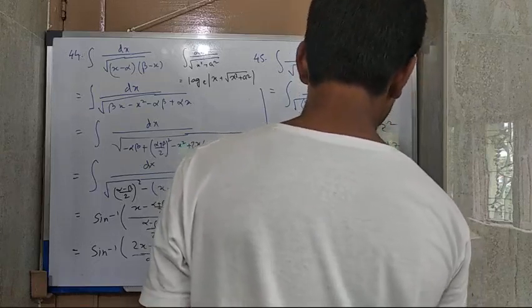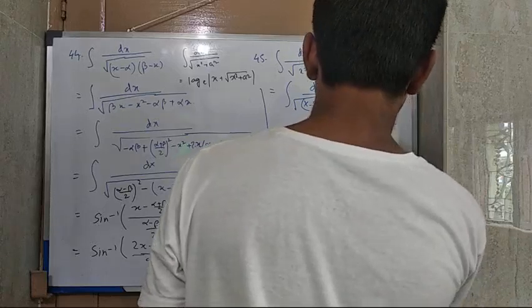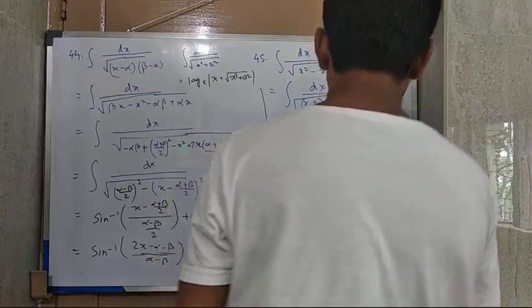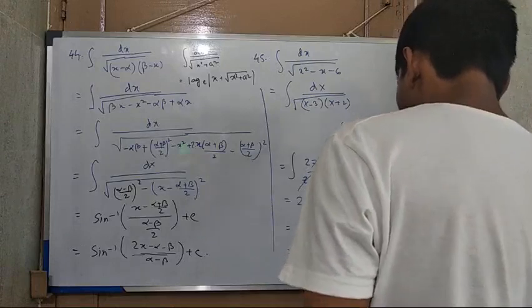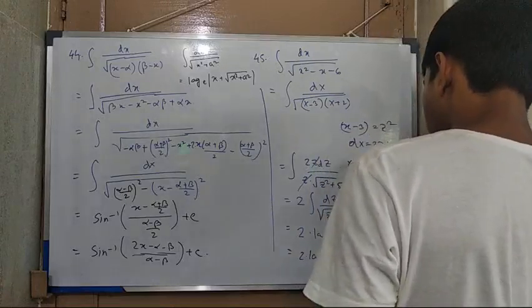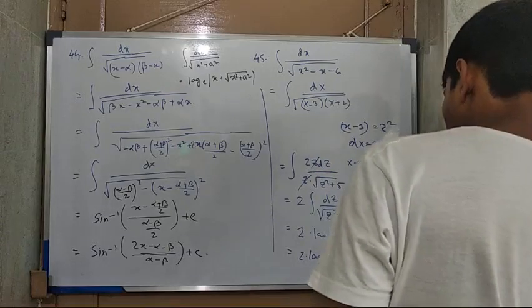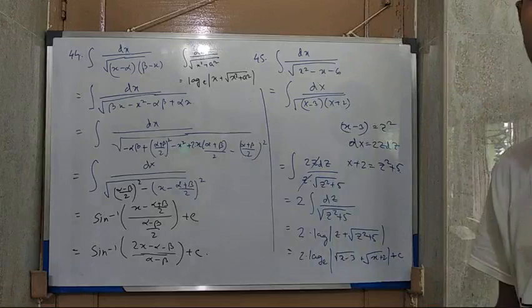So z square plus 5 is actually x plus 2, and z is actually root under x minus 3. So this becomes root under x plus 2 plus c. So this is the answer for the 45th question.